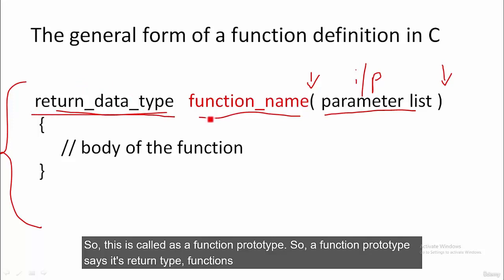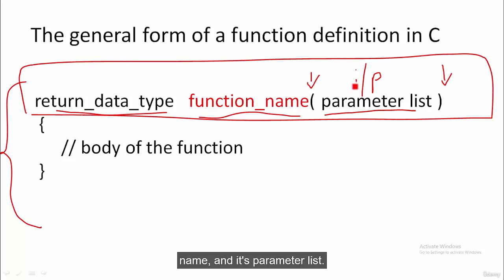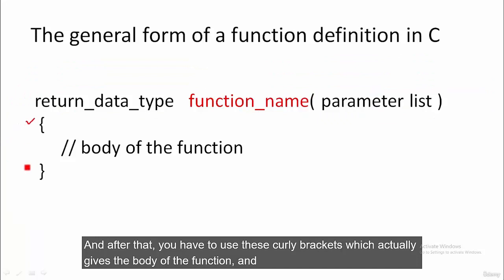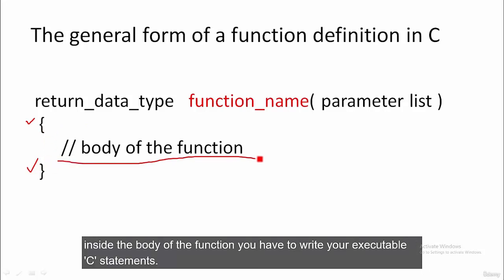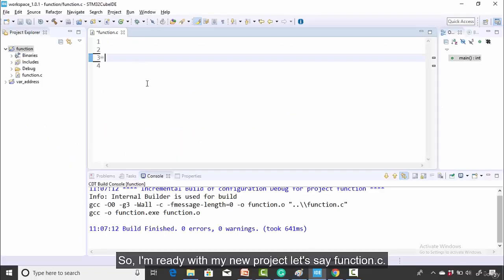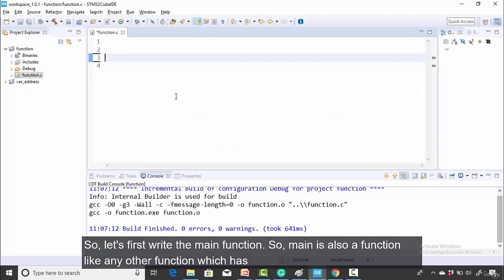So this is called a function prototype. A function prototype says its return type, the function's name, and its parameter list. After that, you use curly brackets, which give the body of the function. Inside the body of the function, you write your executable C statements. Let's see one example. All right, so I'm ready with my new project. Let's say functions.c. Let's first write the main function.